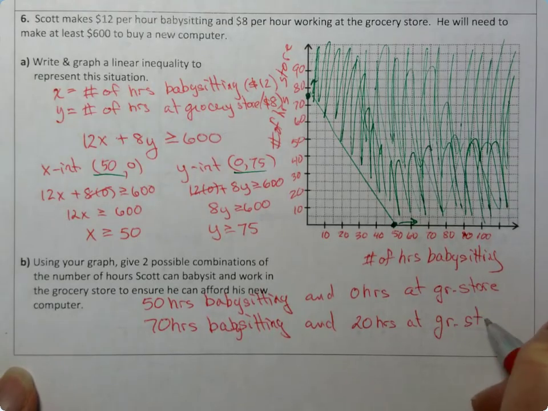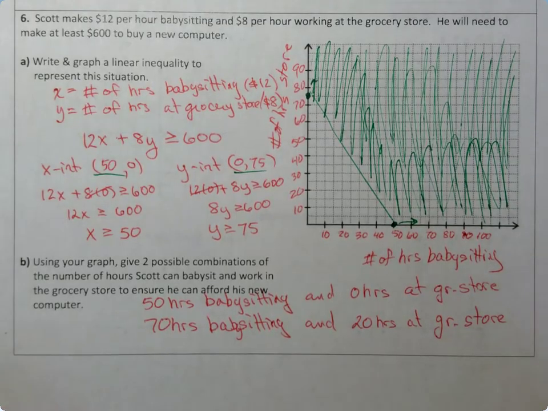Okay, now before you move on, I just want you to think about this. Which job pays more? Babysitting by $4, right? So the more hours he babysits, the less overall hours he has to work. But if he doesn't get a lot of babysitting, he's going to have to work more hours in the store in general because he's getting paid less. So combinations of higher numbers babysitting are going to give him less work hours and more money compared to grocery store.